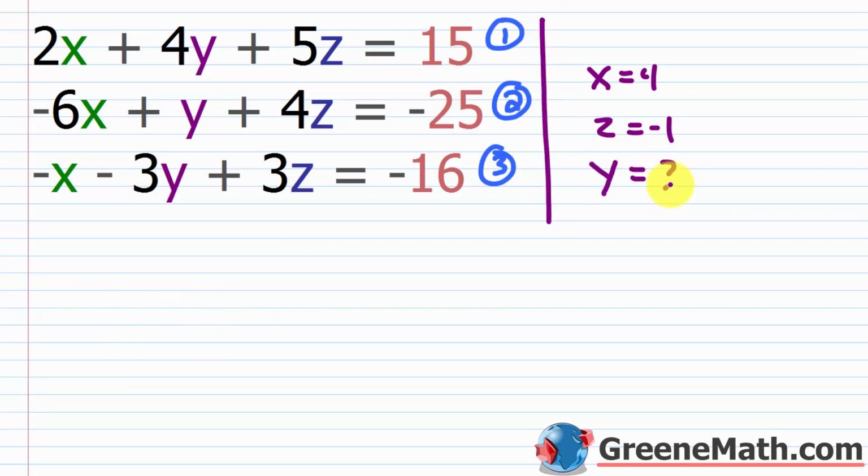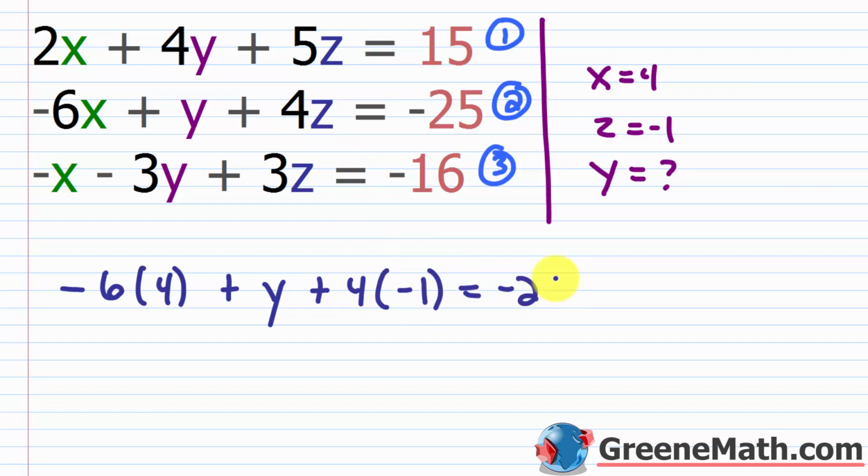So y equals what? We'll just plug into either equation 1, 2, or 3, okay, and figure out what y is. So what I'm going to do is plug a 4 in for x and a negative 1 in for z, and let's just use equation 2. So I'm going to do negative 6 times 4 plus y plus 4 times z, which is a negative 1. This equals negative 25.